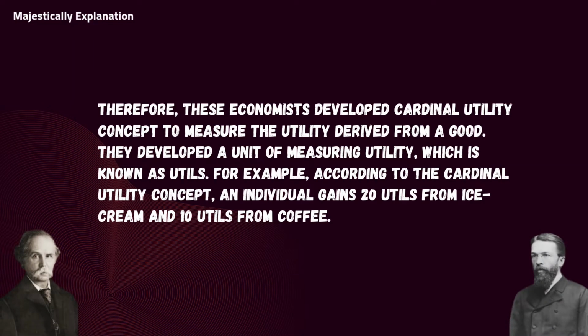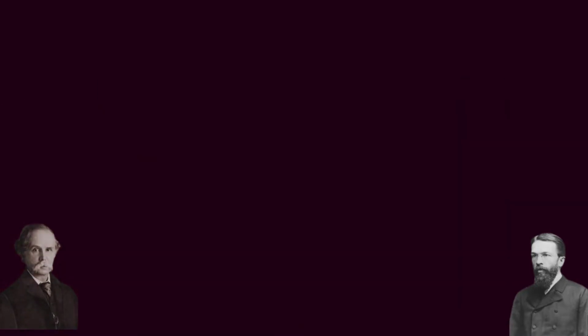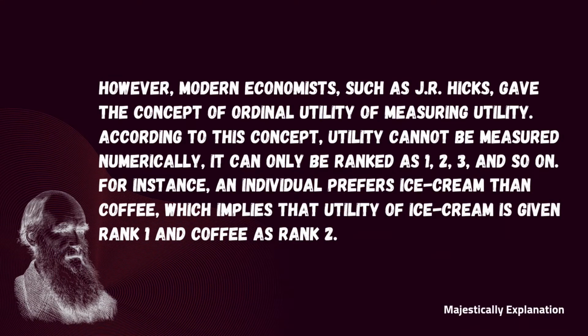Therefore, these economists developed the cardinal utility concept to measure the utility derived from a good. They developed a unit of measurement of utility known as utils. For example, according to the cardinal utility concept, an individual gains 20 utils from ice cream and 10 utils from coffee. That means the total utility is 30 utils.